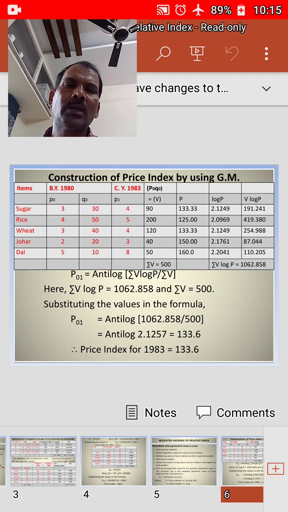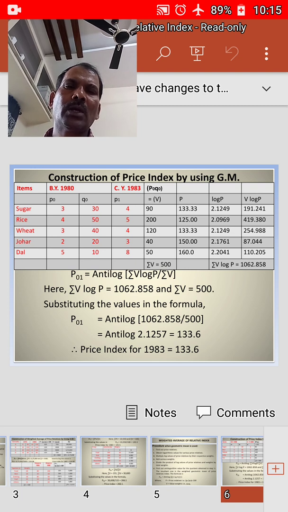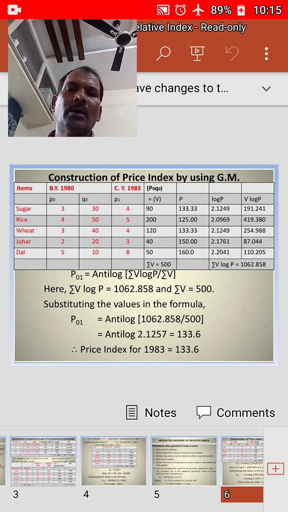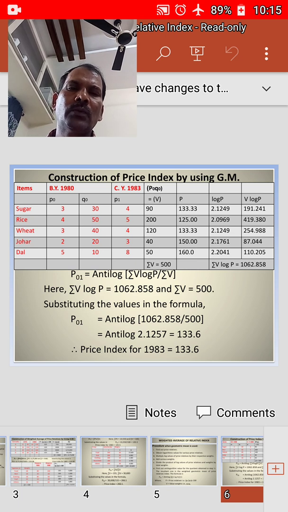Now we need to multiply the weights with the log P values. That is 90 into 2.1249 is equal to 191.241. 200 into 2.0969 is equal to 419.380. 120 into 2.1249 is equal to 254.988. 40 into 2.1761 is equal to 87.044. 50 into 2.2041 is equal to 110.205.